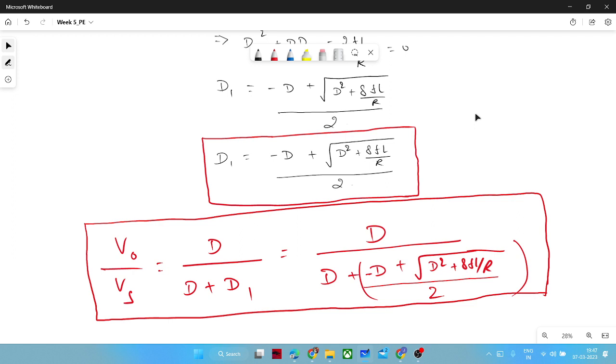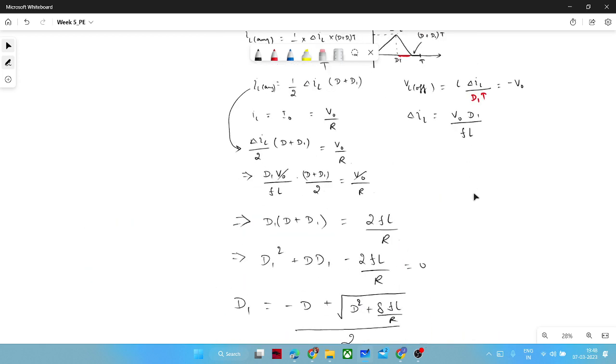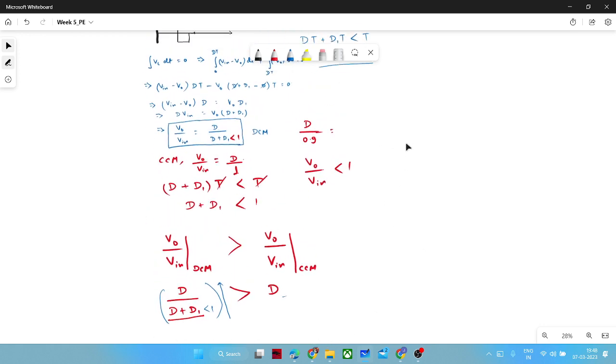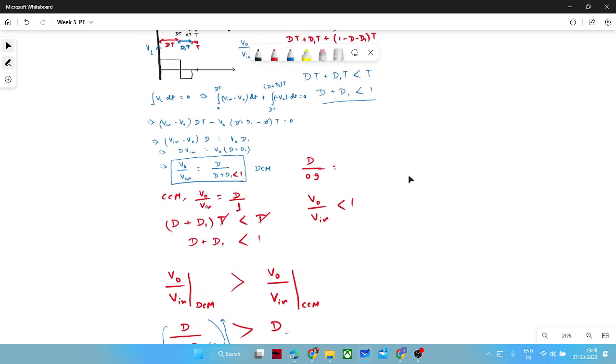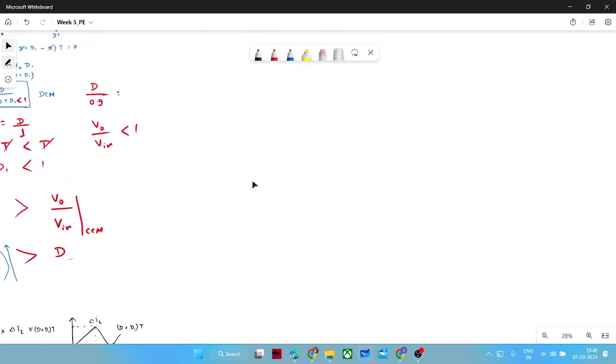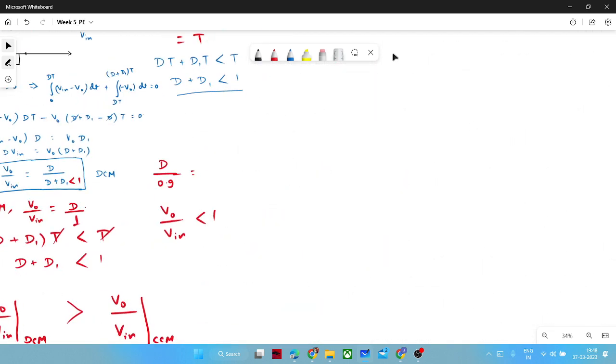Sir, yeah, you have a doubt? Muthu? Sir, can you please explain again how the gain of DCM is higher than CCM? Okay, that one, yeah, definitely. See, you got this point from this curve.